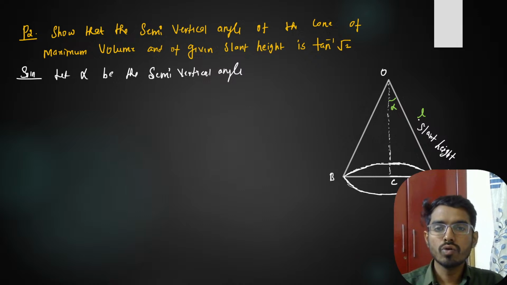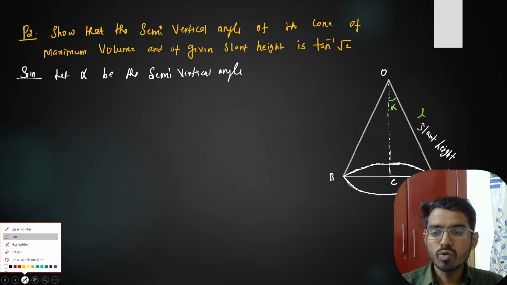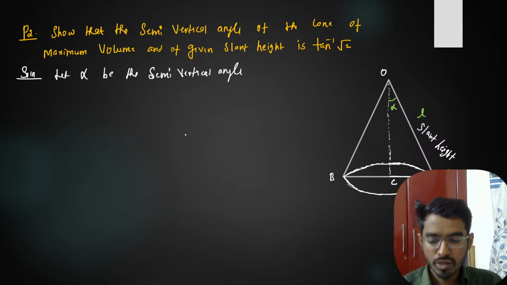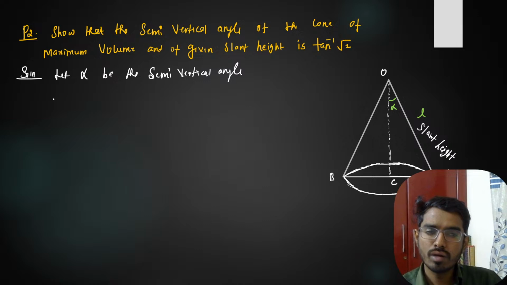So they have given you a cone with slant height L. That cone will have a maximum value when this angle is tan inverse of root 2. That is what we need to prove. You need to show that this cone will have maximum value when this alpha is given by tan inverse of root 2. So let alpha be the semi-vertical angle.